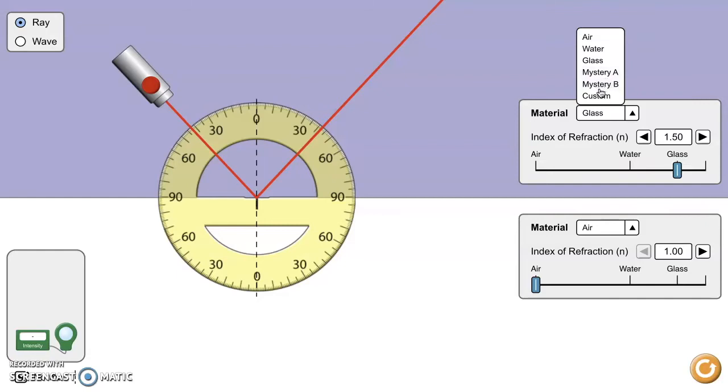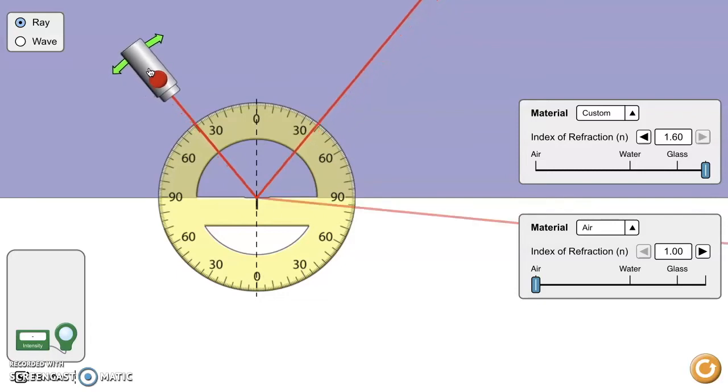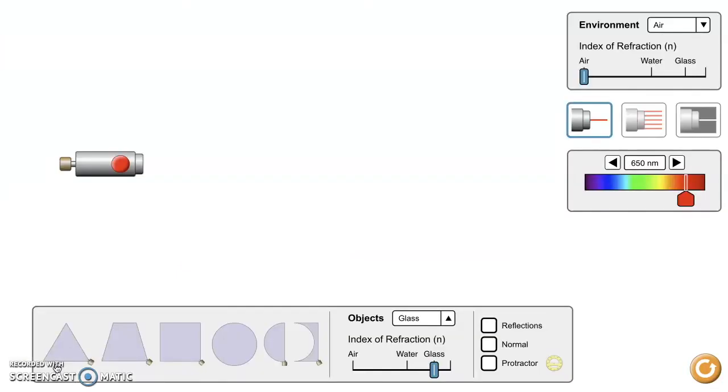Now let's just go to custom over here, and we're going to just make it as big as we possibly can. And so now, if what I was telling you is true, there. Our critical angle is about there. It's just under 40 degrees now. And so the larger the index of refraction, the smaller an angle of incidence is needed to make that critical angle happen.